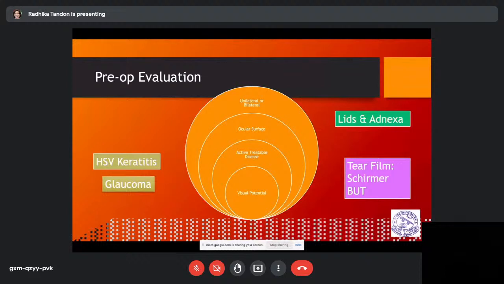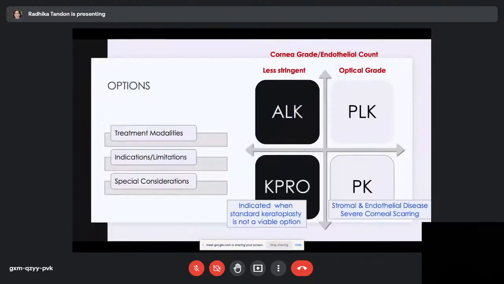Basically, look at the visual potential. Is there any active treatable disease? Look at the ocular surface and decide whether it's unilateral or bilateral and what is the best option for the patient. As far as treatment modalities are concerned, for anterior lamellar keratoplasty, a host of patients earlier would be left as they were because the prognosis with PK used to be poor. However, with better results with anterior lamellar grafts, a lot of these patients are offered surgery.